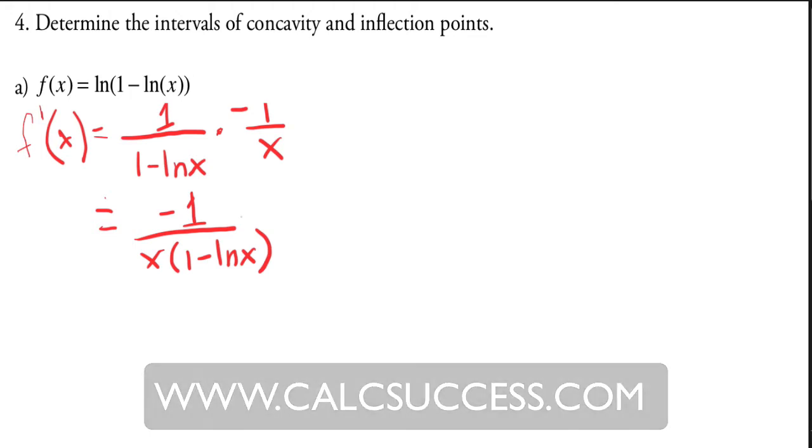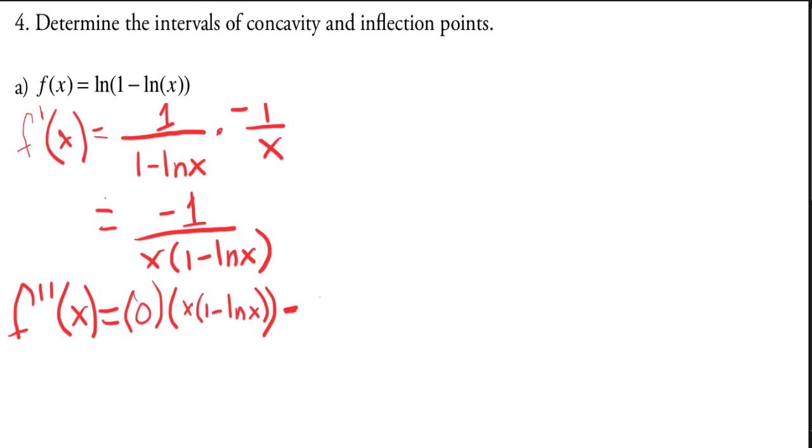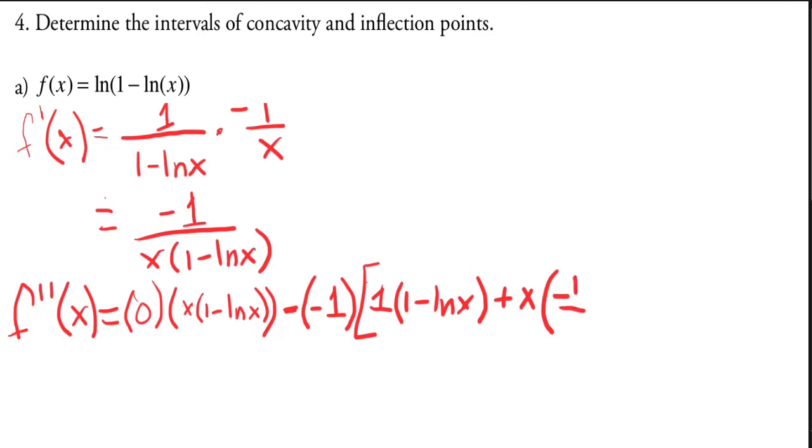Okay, and then the second derivative, so we need to get the derivative of this guy. If we do the quotient rule, we get the derivative of the top, which is just 0, times the bottom, minus the top times the derivative of the bottom. And the derivative of the bottom, we have to do the product rule, so we get the derivative of the first times the second, plus the first times the derivative of the second, which is minus 1 over x.